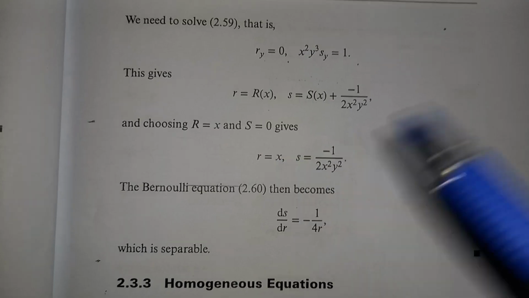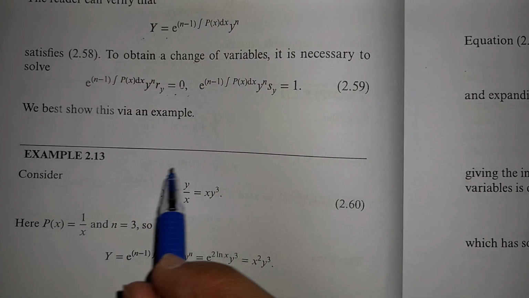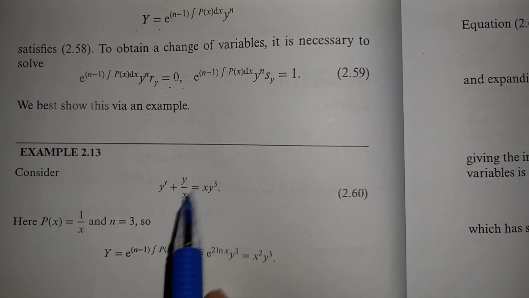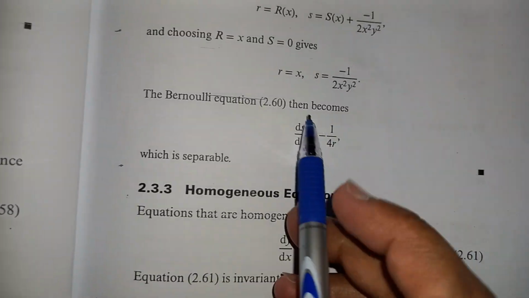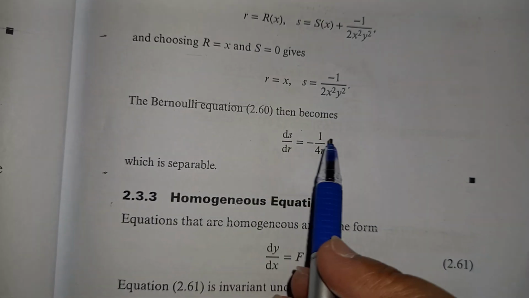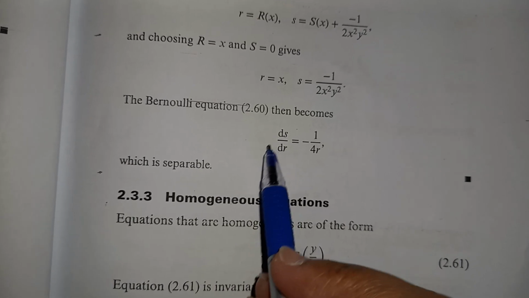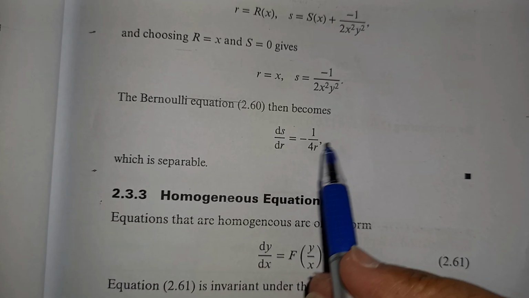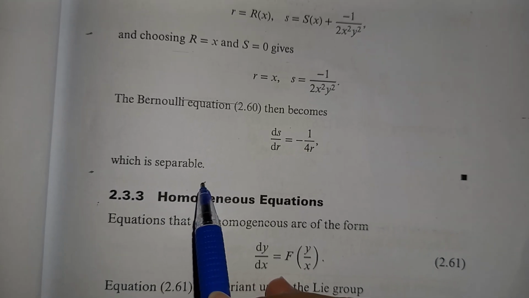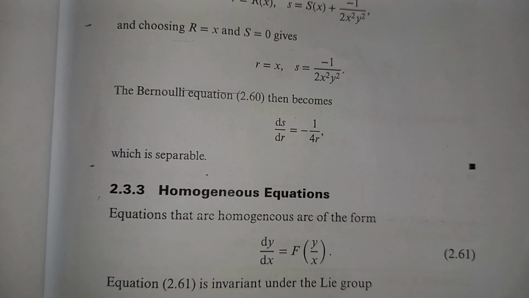Now obviously you want to convert the given ordinary differential equation, that is the given Bernoulli equation, into a separable equation. So just substitute the values of y and x from here, and then you will get this equation, that is a separable equation. And you can also write it as ds is equal to minus 1 by 4r dr, and you can easily solve it by using the method that we have learned in the ordinary differential equations course.